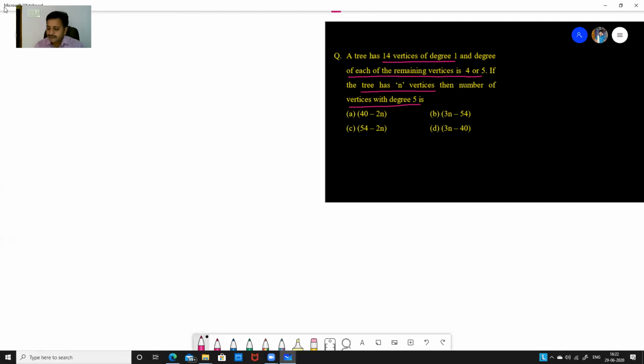The tree has n vertices. The total number of vertices is n, and out of n, 14 vertices have degree 1. Therefore, tell me, in a tree, how many edges are possible? Number of edges in a tree must be n minus 1. Then only it is connected. Please remember that. And we know the property that the summation of degrees of all vertices must be equal to 2 times the number of edges. The number of edges here is n minus 1.